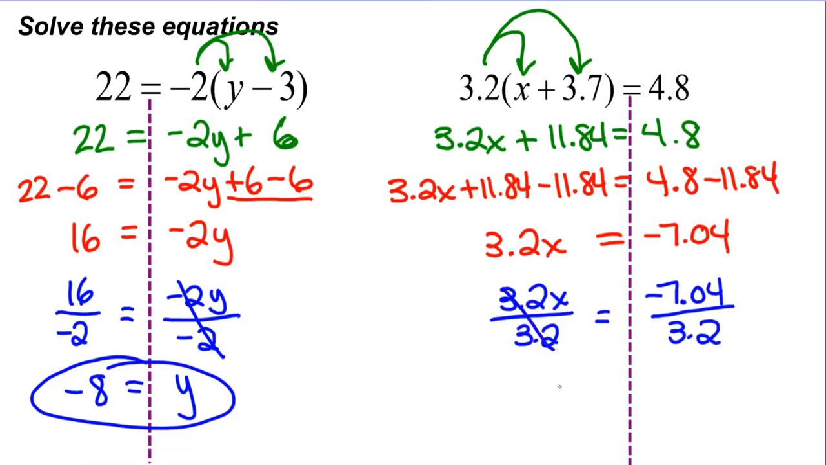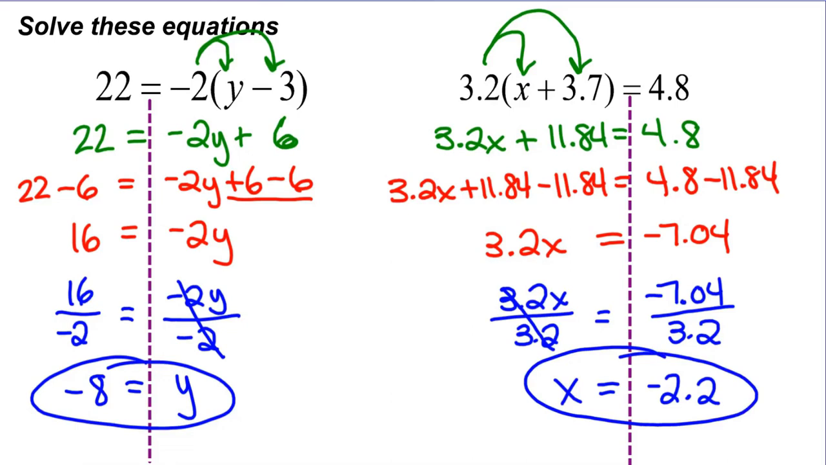And then these will cancel each other out. I'm left with x on the left-hand side, and negative 7.04 divided by 3.2 is negative 2.2, and then there's my solution. I got x all alone. And again, I can check that, but I'm not going to do that in this video.